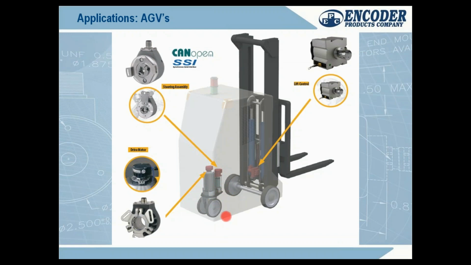And then take an absolute encoder and put it on one of our draw wires, or anybody's draw wire, and attach that to the forks. And this is becoming the most common way to measure the height of these forks. And that's not just on AGVs, that's on manual forklifts as well.